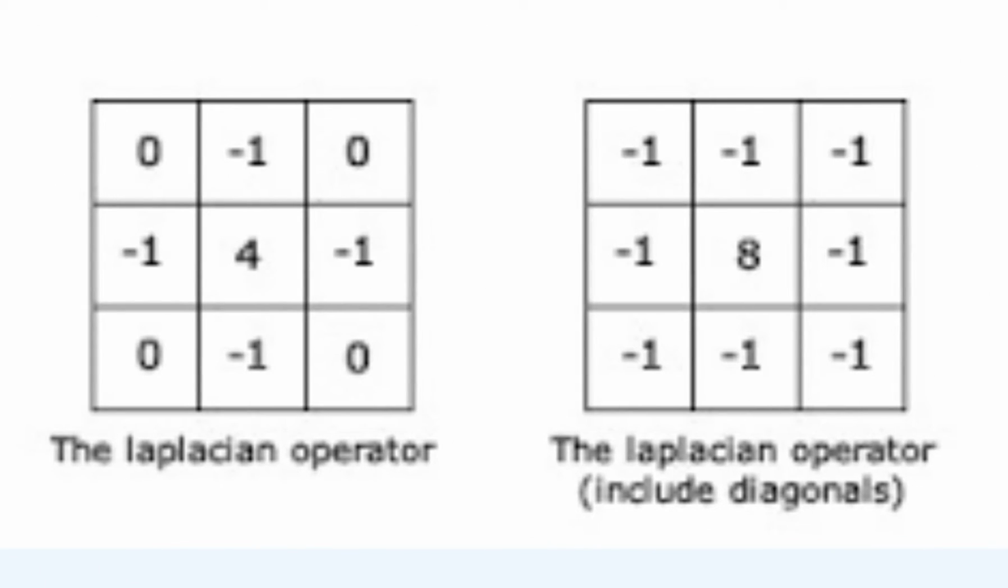And when we do image processing, it's often used in a discretized way. So the Laplacian operator is represented by this matrix here. And if you include the diagonals, it's the second one here. So this matrix is what's used when we discretize the Laplacian to solve the equation.